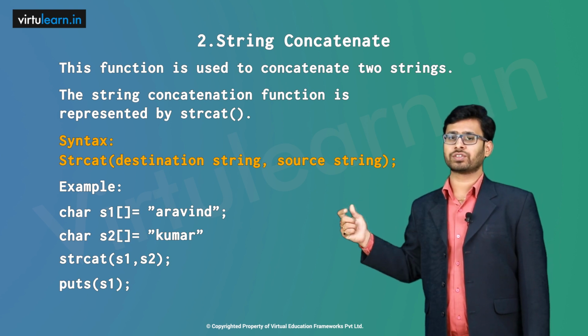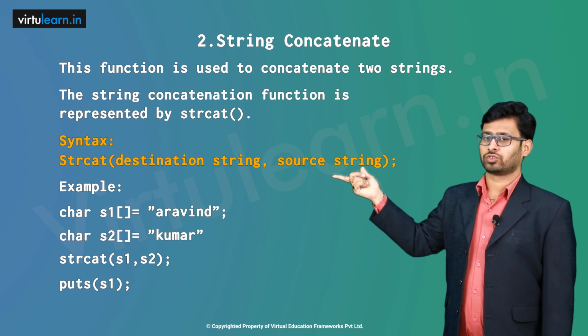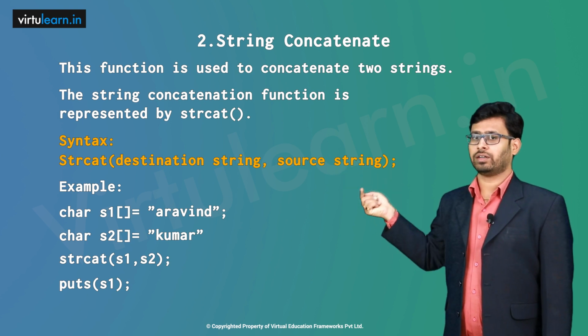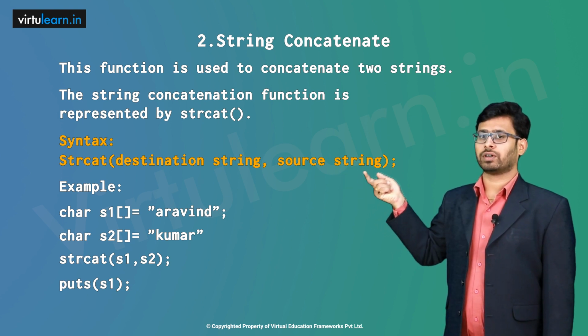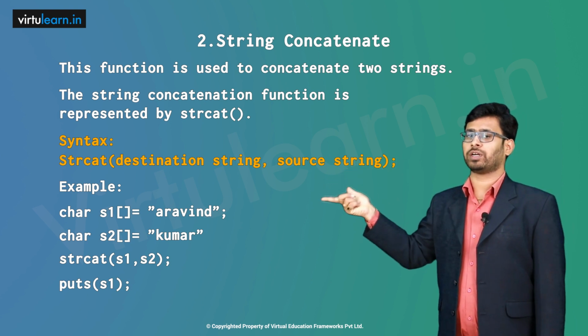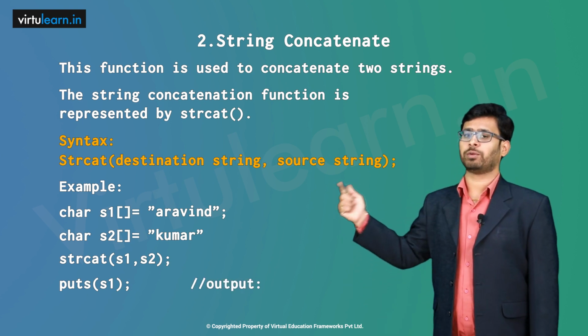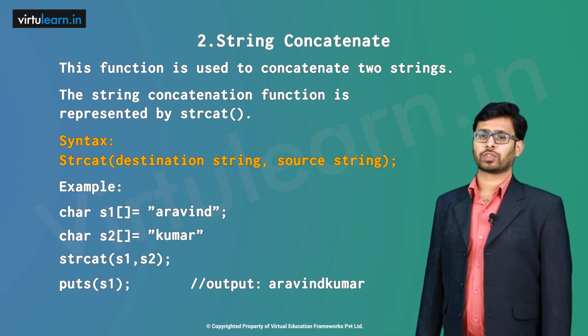Here the destination string is s1, which is Aravind. To Aravind, the second string, that is the source string, will be appended, that is Kumar will be appended to Aravind. So whenever you print s1, we will get the output as AravindKumar. No space in between.